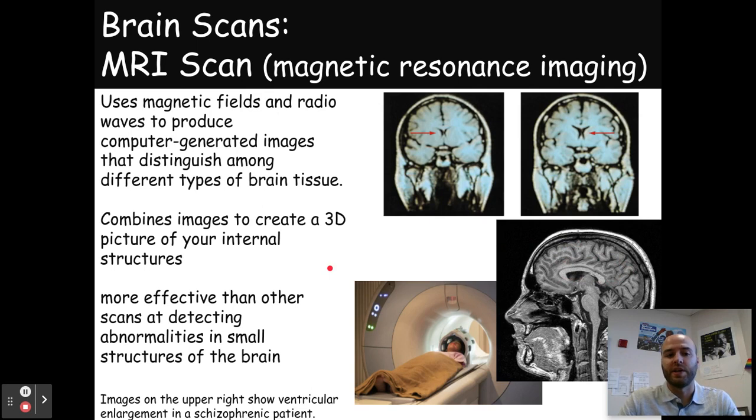It's more effective than other scans at detecting abnormalities in small structures of your brain because it gives a full image of your brain. For example, in these two images here, on the upper right, this shows a ventricular enlargement in a schizophrenic patient, right? So we can actually see the difference in brain structure between someone who has schizophrenia and someone who doesn't. And this is really useful when doctors and scientists are looking at brain structures to determine if they are normal or abnormal, and they can help treat people that way with MRIs.